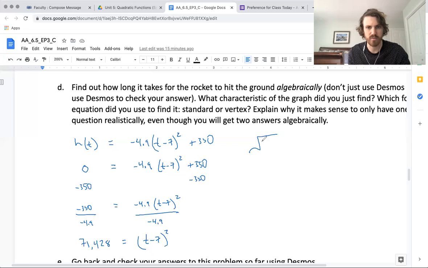So the square root of 71.428 should be equal to the absolute value of t minus 7. Remember that when you take the square root of something squared, you get the absolute value because it could be positive or negative. So I'm going to find the square root of this and get 8.45.